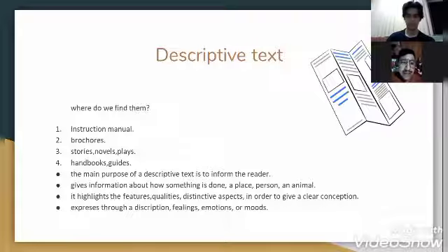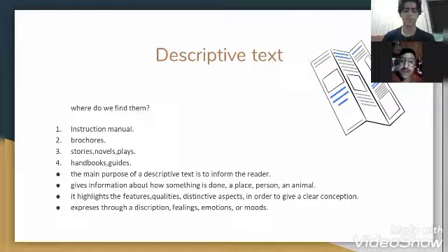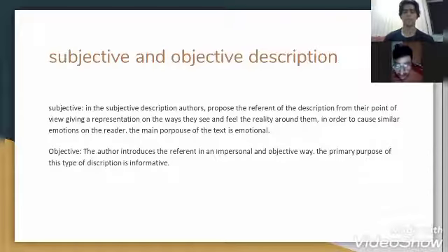It expresses, throughout a description, feelings, emotions, or moods. Next, we're going to see subjective and objective description.